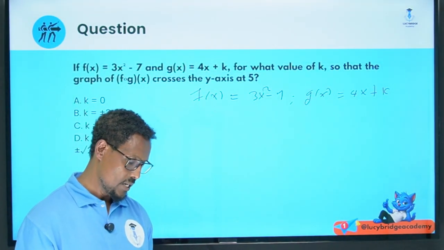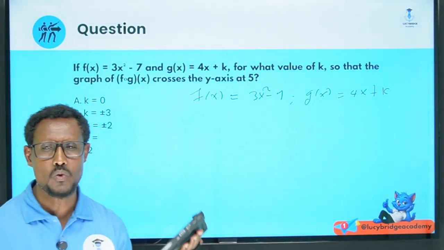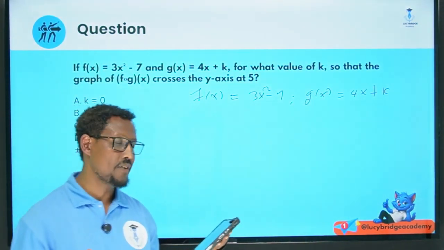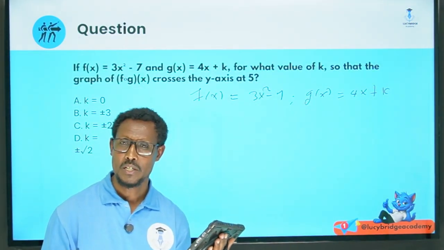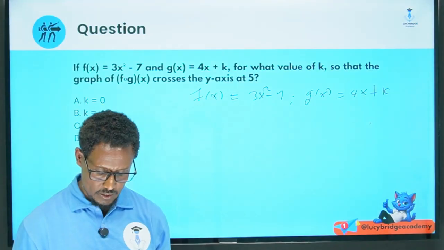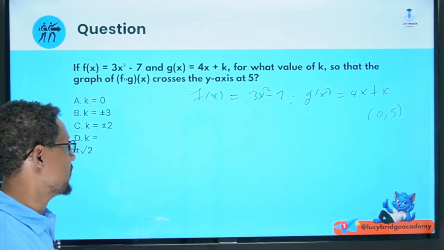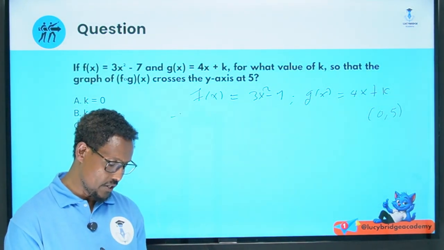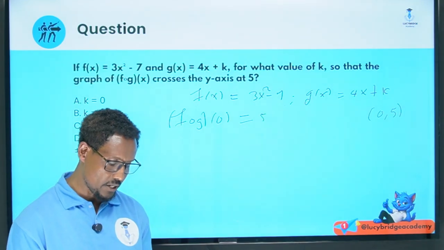Now, what does it mean that the graph crosses the y-axis at 5? It means the value of x at that point is 0, right? Simply, the graph crosses the y-axis at the point (0, 5). Therefore, f circle g at 0 is equal to 5. This is the question, right?